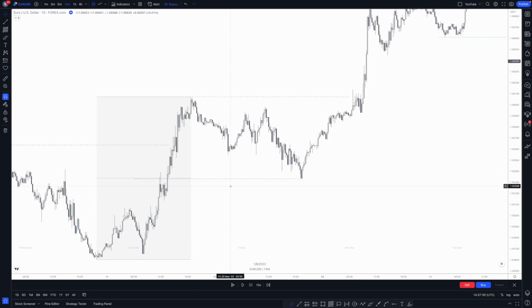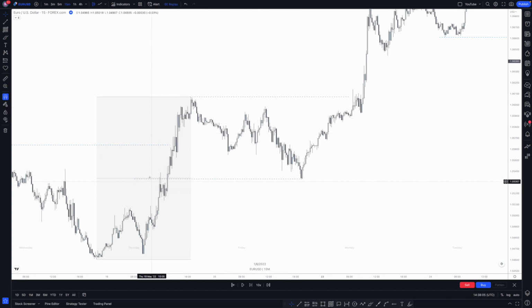So for me, what I would personally do is wait for price to mitigate something down towards a discount right here. Once price has mitigated something within the discount, because what you will notice if you practice this on your charts is that price will then pull back somewhere towards the discount.